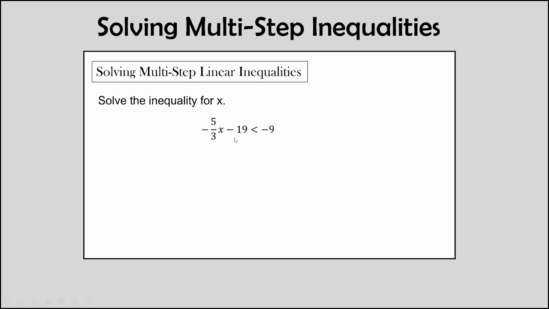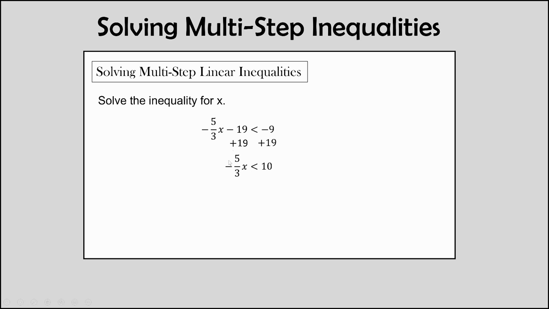Okay. Another one, this one has a fraction in it. Still can do the same solving process. If I look at my inequality, I've got 2 terms on the left, 1 term on the right. This is the variable term, so I want to isolate it. So the first thing I need to do is eliminate this minus 19, which is really like a negative 19. So I'm going to add 19 to both sides. Negative 19, positive 19, that's a 0. And then negative 9 plus positive 19 is 10. So I've got negative 5/3 x is less than 10.